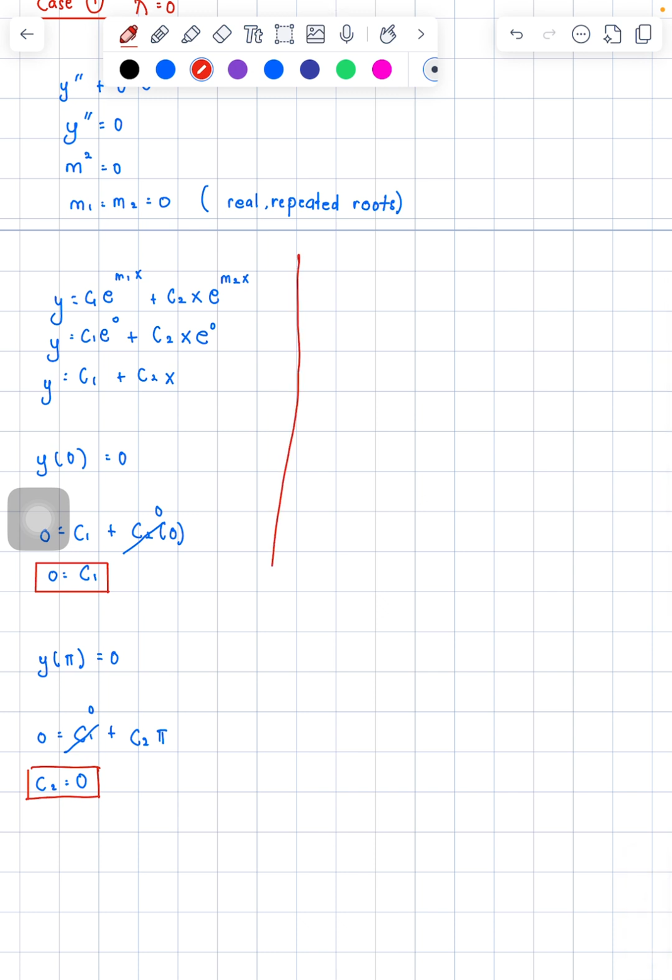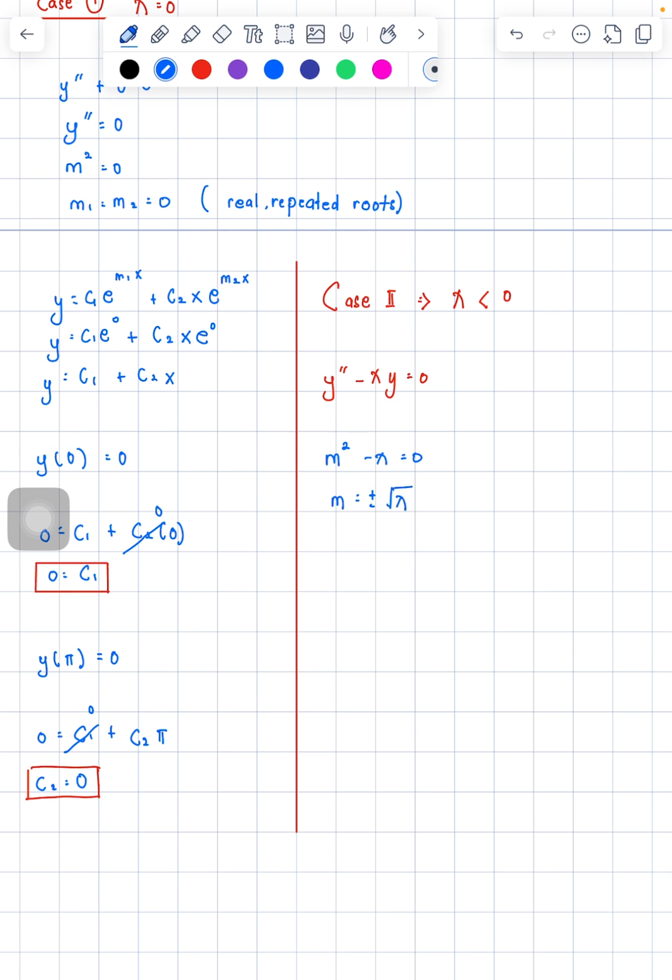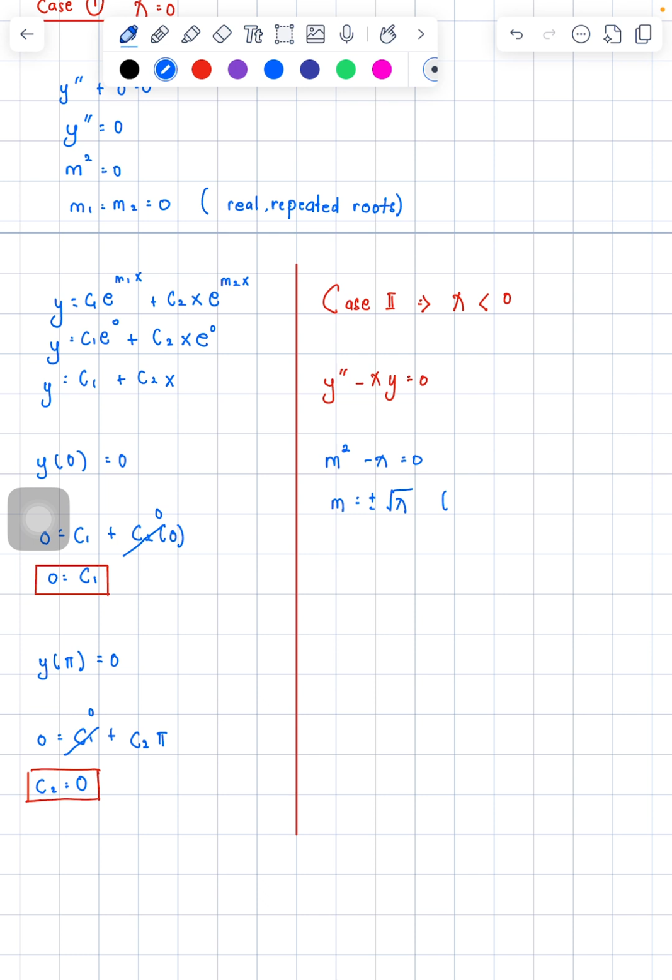Case number 2. For case 2, we have lambda less than 0. If lambda is less than 0, our differential equation will become y double prime minus lambda y equals to 0. So our auxiliary equation will become m square minus lambda equals to 0. So m equals to plus minus square root of lambda. So here we have real distinct roots.